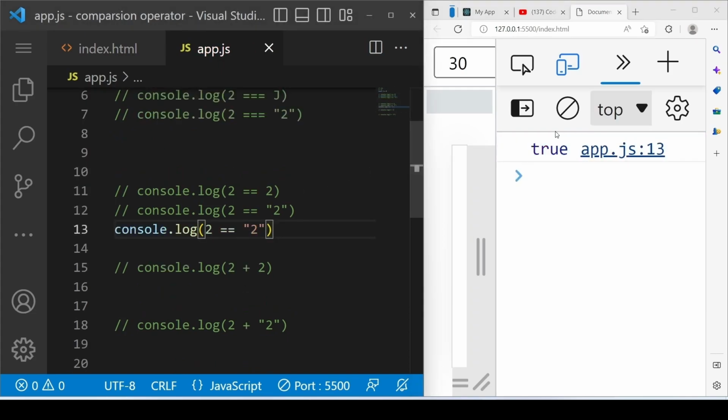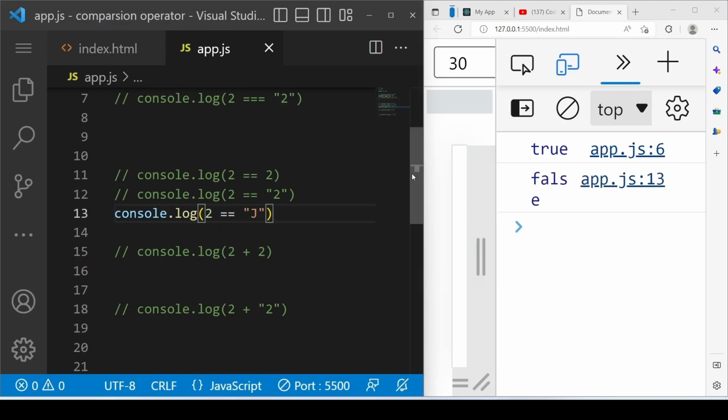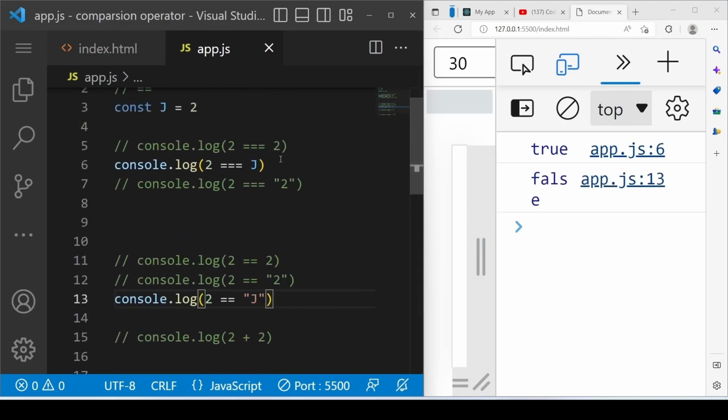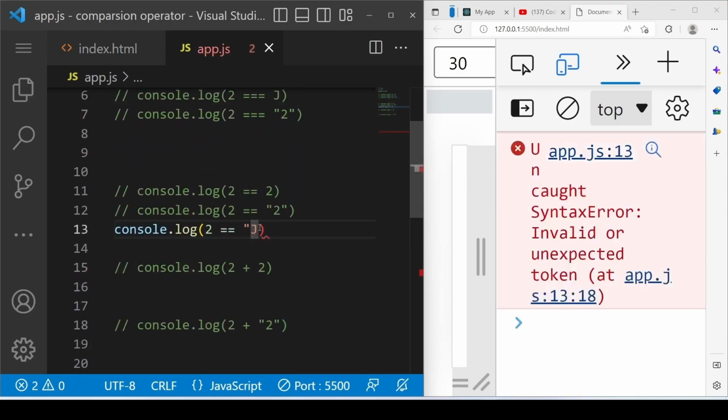However, if we use the same thing with a string j on a triple equal sign, we're going to get false. What if you compare 2 double equals j? We are going to get true, but if this is a string, we're going to get false.